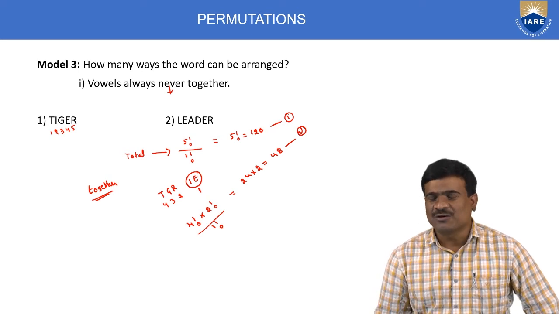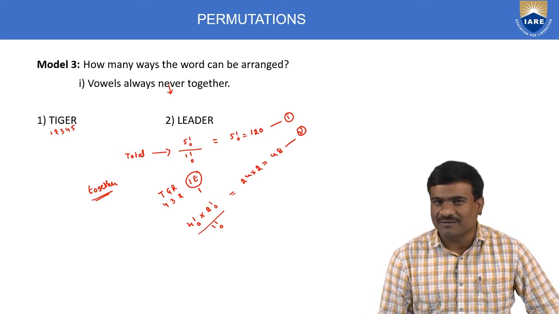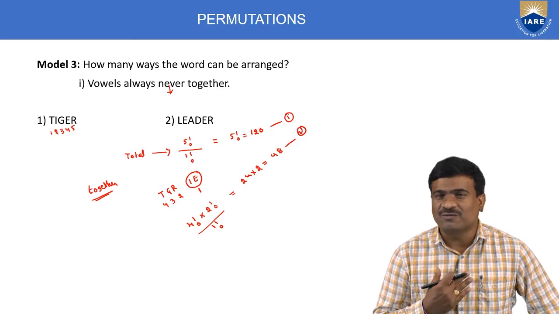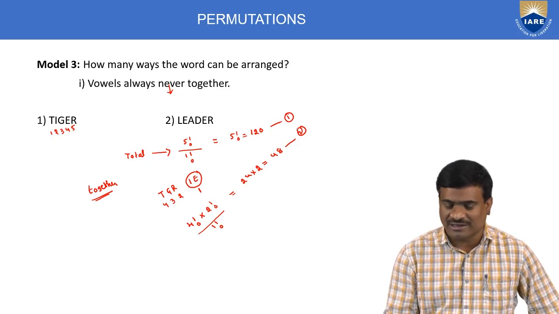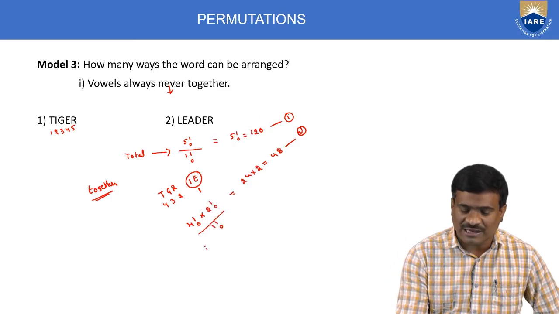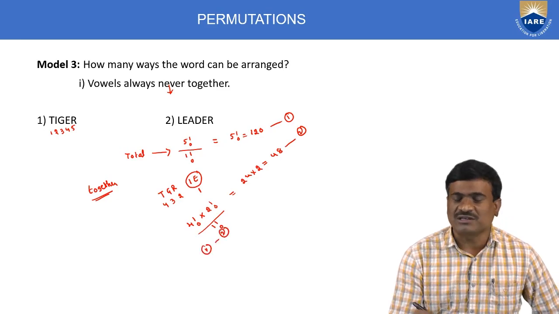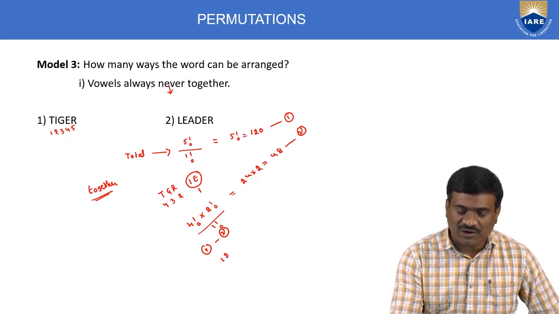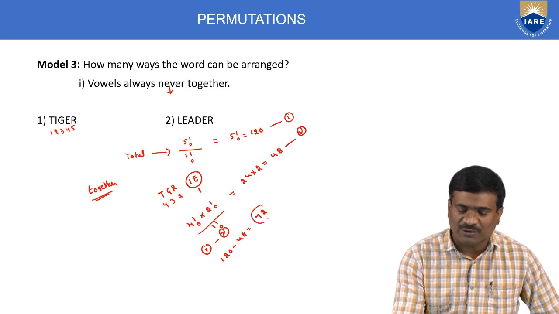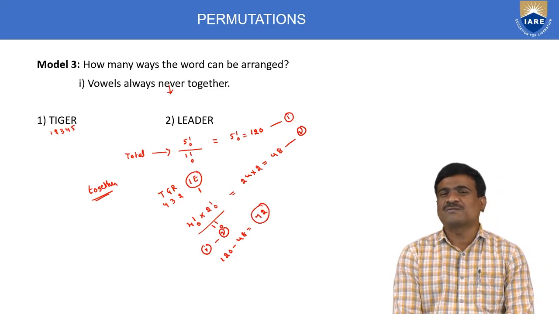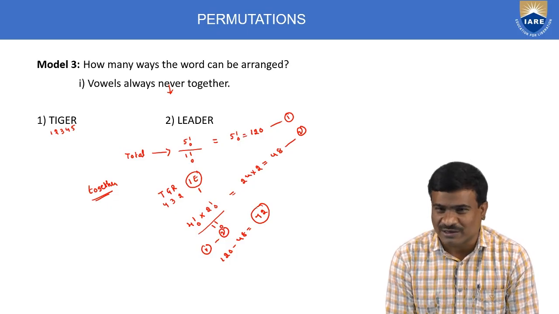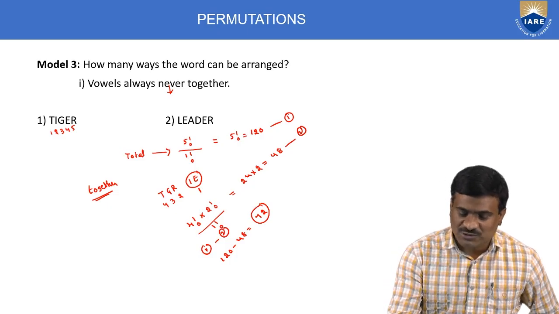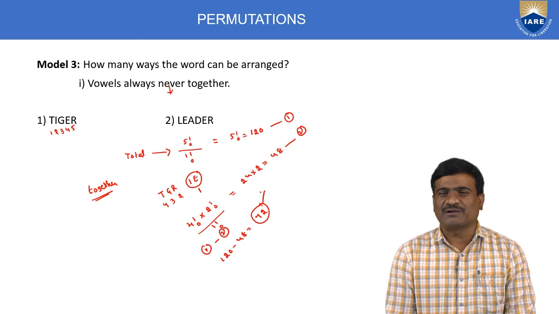Here, the first equation is the total number of arrangements. The second equation is vowels always come together. But our problem is vowels do not come together. Do not come together is equation 1 minus 2. Here, 120 minus 48 is equal to 72. Vowels do not come together is equal to 72. This is the correct answer.